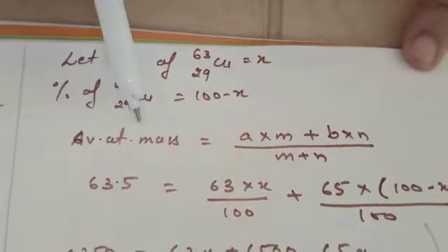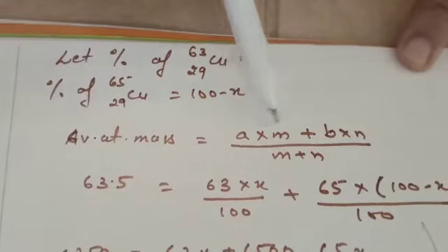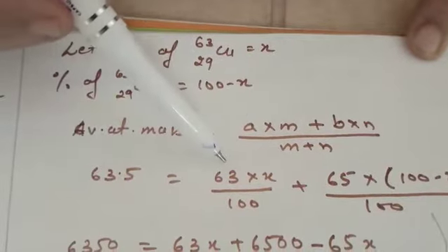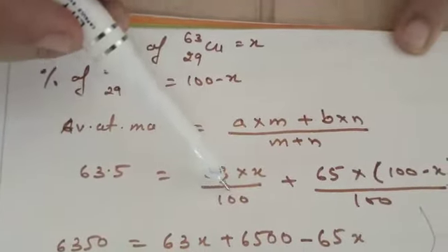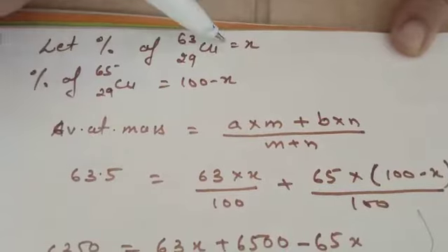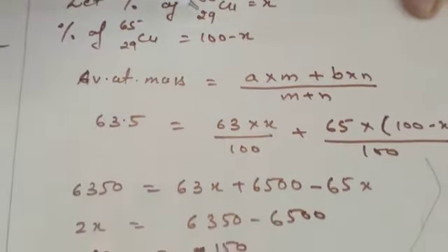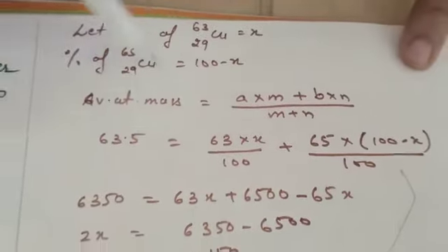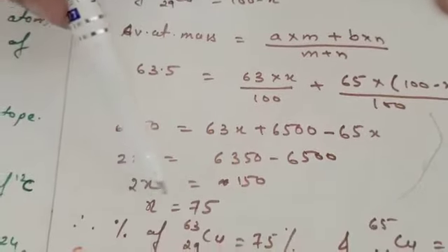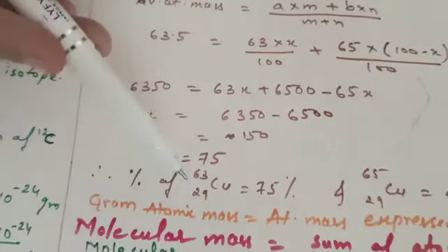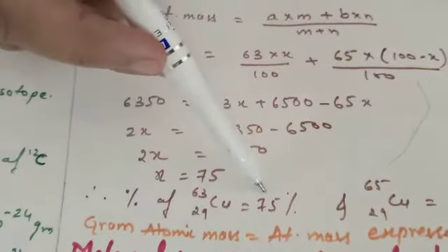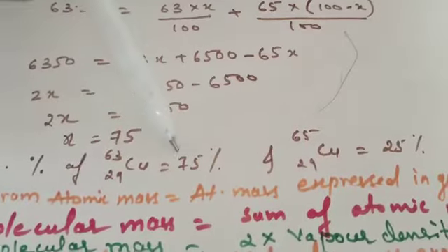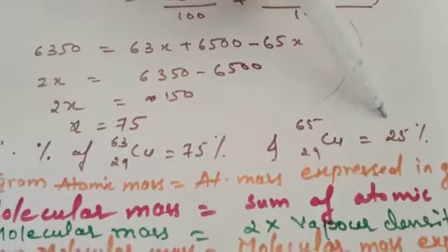Now the average atomic mass formula, just now I told you, is (A into M plus B into N) upon (M plus N). Putting in the values, it comes to be 63 into X upon 100, where X represents the percentage of copper-63, plus 65 into (100 minus X) upon 100. After calculating, you get the value X equal to 75. So copper-63 is 75 percent, but obviously copper-65 comes to be 25 percent, that is 100 minus 75.